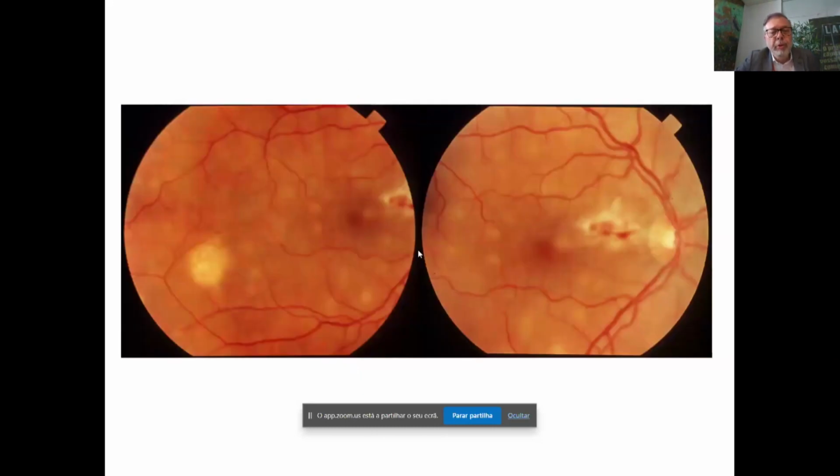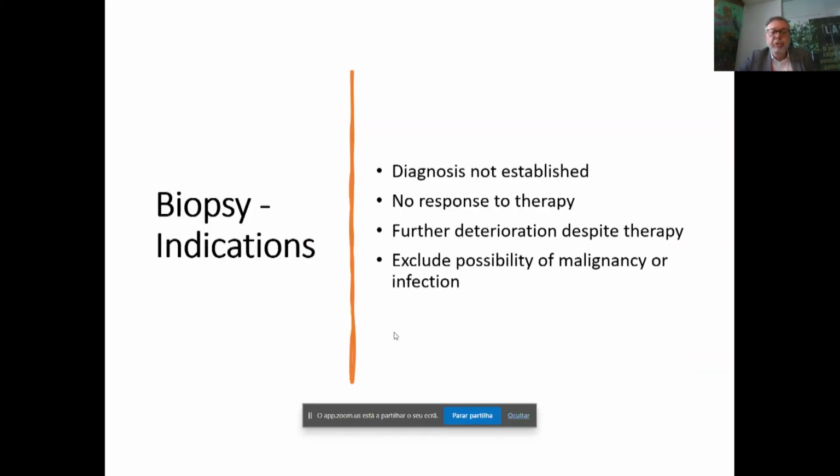But there are situations when you get stuck. So this slide here shows you very well the same individual with three different pathologies. There's CMV retinitis, there's cryptococcus choroiditis, and tuberculous choroiditis. So when you have a situation like this, the diagnosis clinically may be very difficult to establish. And this is from my friend André Cury in Brazil, one of his HIV patients. So in these situations, we are forced into indicating a biopsy.